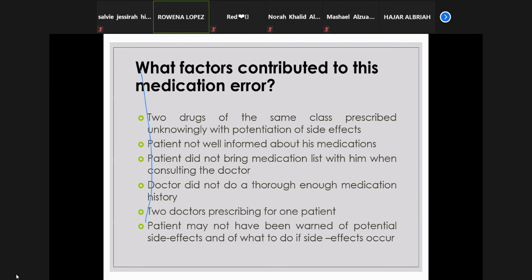The patient is not well informed about his medications. The patient did not bring a medication list with him when consulting the doctor, and the doctor did not do a thorough enough medication history. 2 doctors were prescribing for 1 patient, and the patient may not have been warned of potential side effects and what to do if side effects occur.